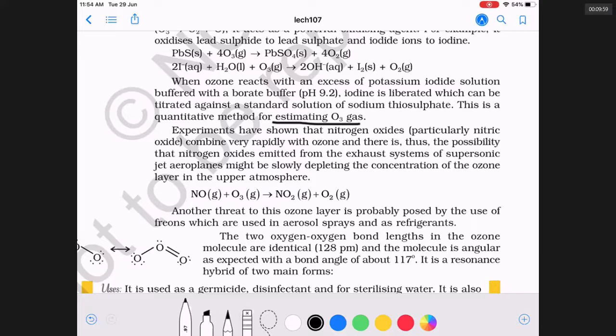Ozone can really react with the nitric oxide to give NO2. This is something very important. Why? Because the nitrogen oxides combine with ozone very readily. Due to this particular reaction, from the supersonic aircrafts, the NO which is released is combining with O3 and removing the O3 and making O2. So in the upper zone of atmosphere, ozone is really depleted by supersonic air jets. Therefore, nowadays, there is a restriction on the usage of supersonic air jets.